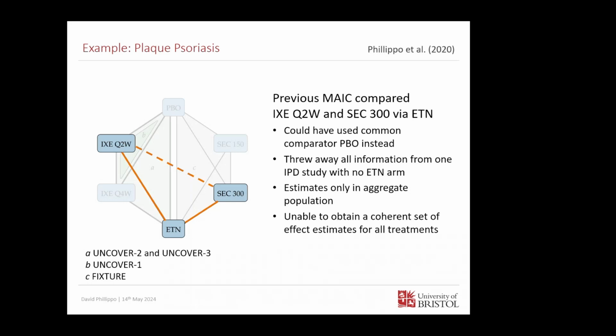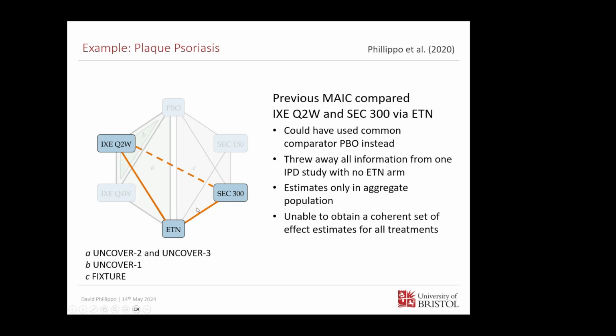Interestingly, in this network, there's also a previous MAIC analysis where they compared this focal comparison of interest, shall we say. So ixekizumab every 2 weeks against 300 milligrams of secukinumab via etanercept. And so they had IPD on this comparison, and they had aggregate data on this comparison, and they weighted these individuals into this FIXTURE population to create this matching adjusted indirect comparison.